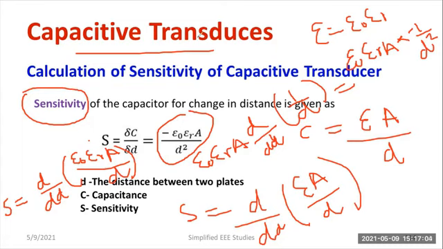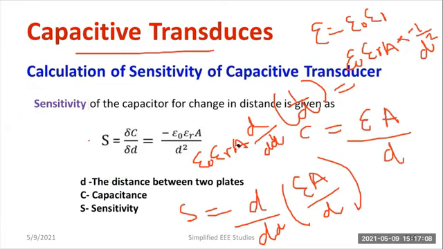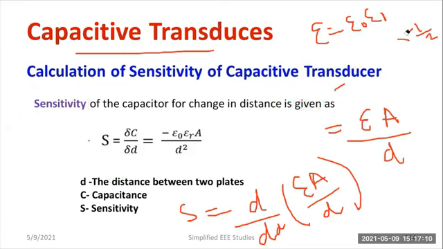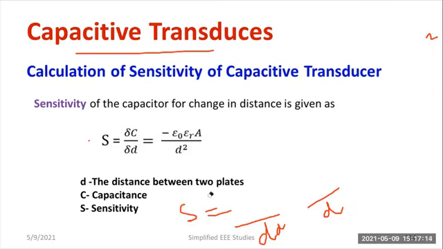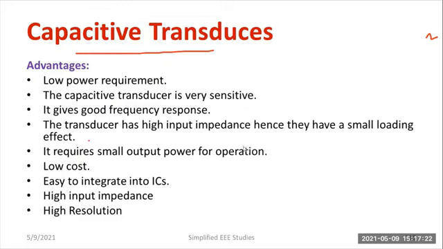Okay, I hope you understood how to compute the sensitivity of a capacitive transducer. If you are having any doubts, you can put them in the comment box, and I can clarify once again. So differentiate the capacitance with respect to the distance, then you will be getting the expression like this. This is the way to compute the sensitivity of a capacitive transducer.